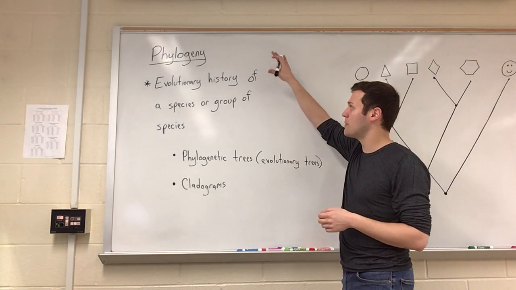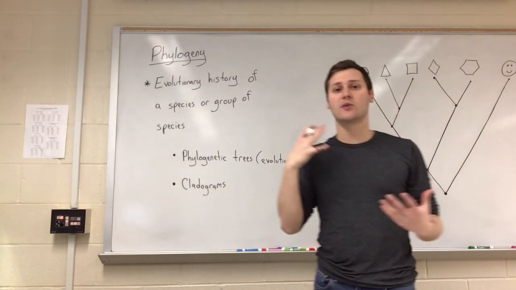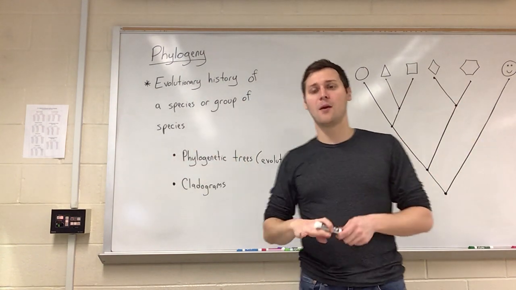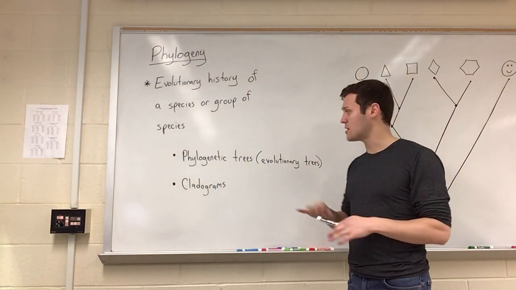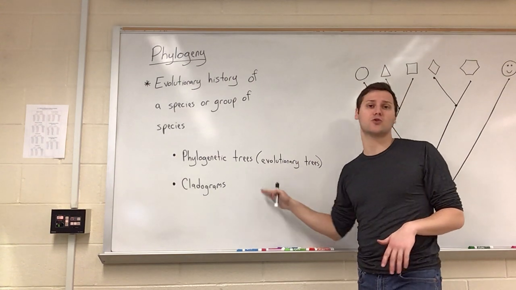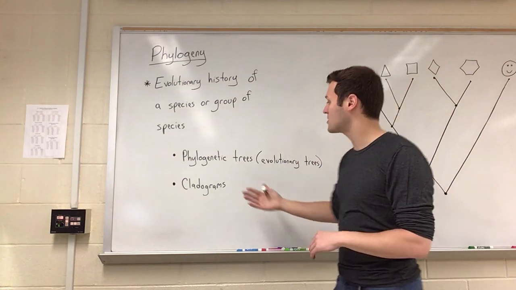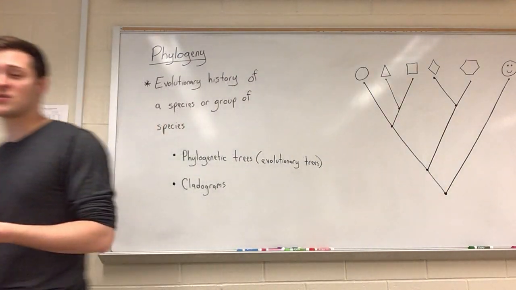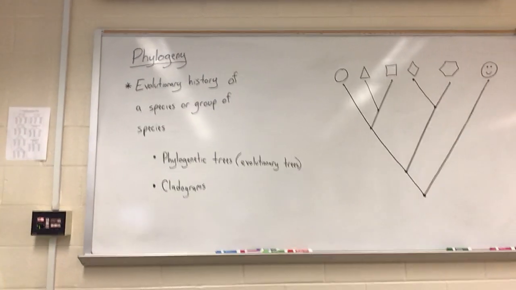Now, when we think about phylogeny, we really consider it as a branch diagram, if you will, and it comes in two forms. One is a phylogenetic tree, which is a true evolutionary tree, and the other is a cladogram. We'll talk about both in a second, but I want you to have some terms down that we use for both cladograms and phylogenetic trees.